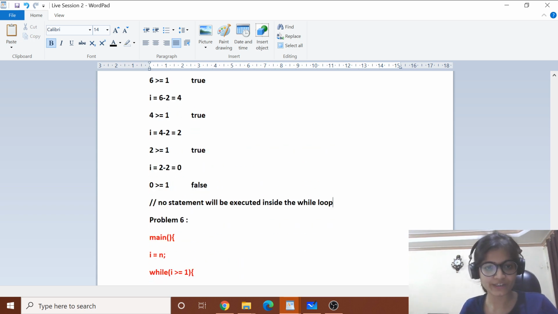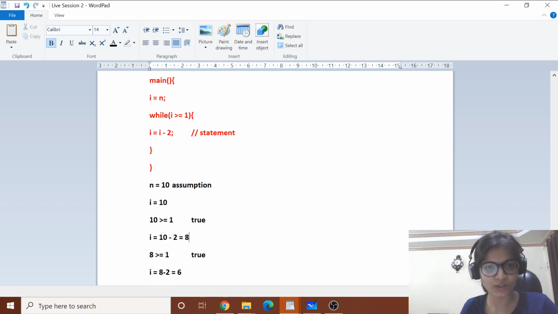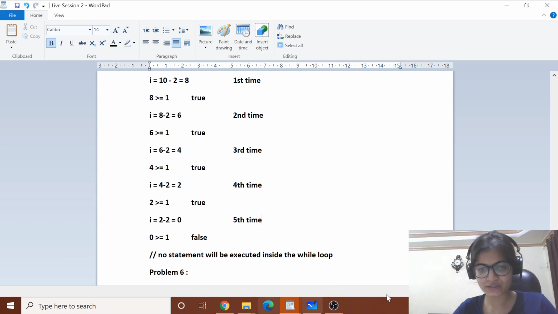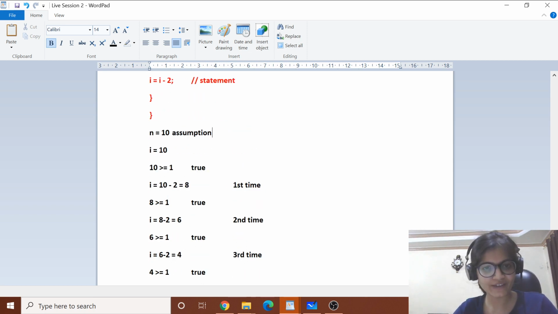So now the question for you guys: how many times the statement will be running? Or how many times the statement will be executed? What is the statement we're talking about? i is equals to i minus 2. Means this is the first time, this is the first time I can say this inner statement is executed. Then this is the second time, this is the third time, and this is the fourth time this inner statement has been executed. And this is the fifth time, okay, statement will be executed, and after that it will go out of the loop.